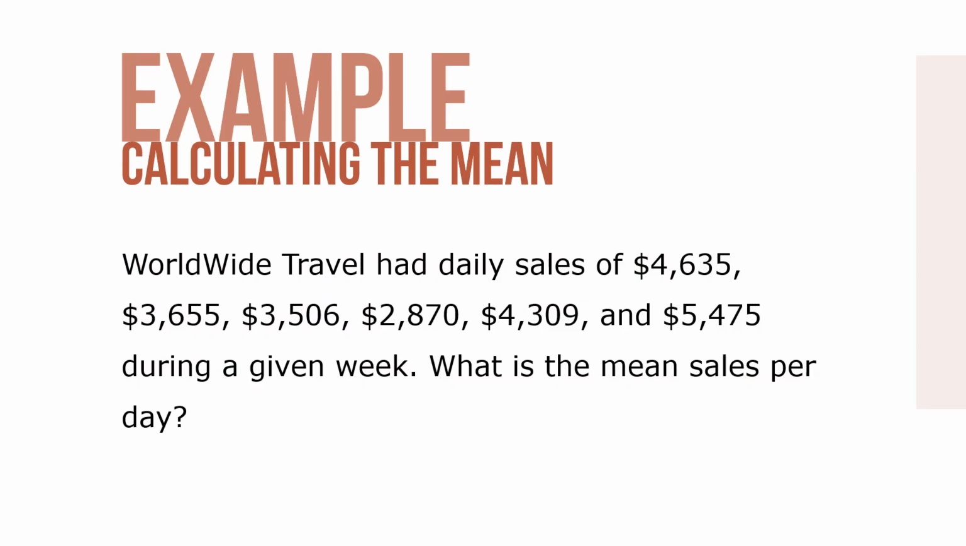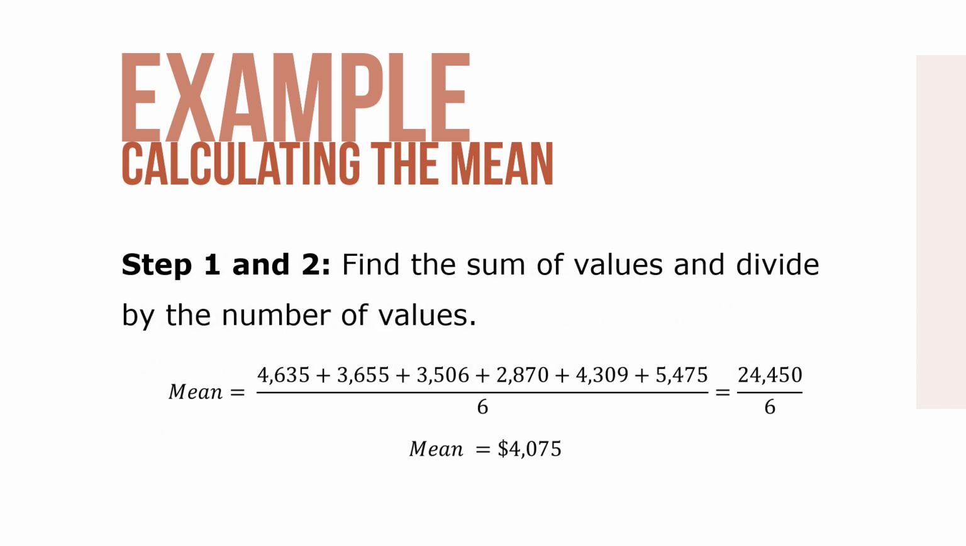Here's an example. Worldwide travel had daily sales of $4,635, $3,655, $3,506, $2,780, $4,309, and $5,475 during a given week. What is the mean sales per day? Next, find the sum of the values and divide by the number of the values as you see here to give us a mean of $4,075.